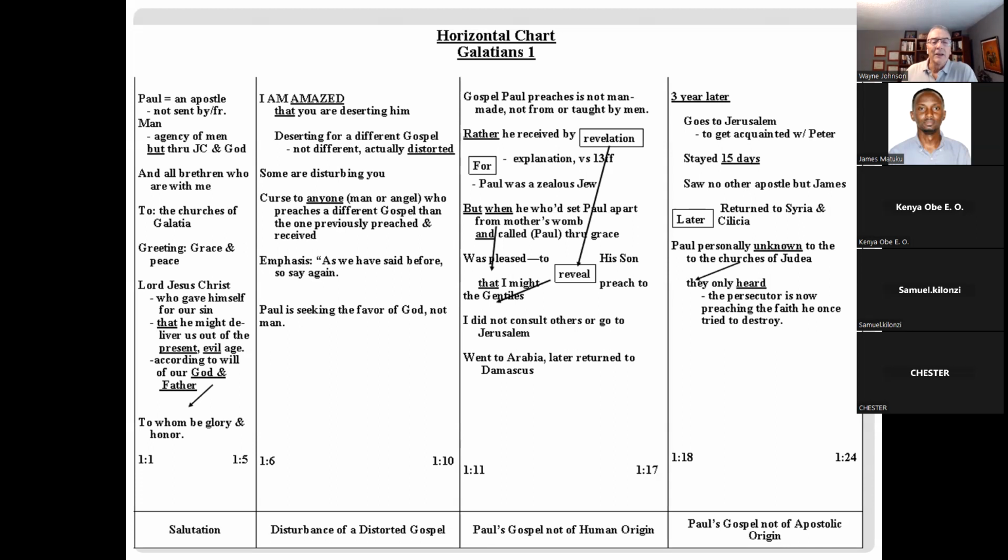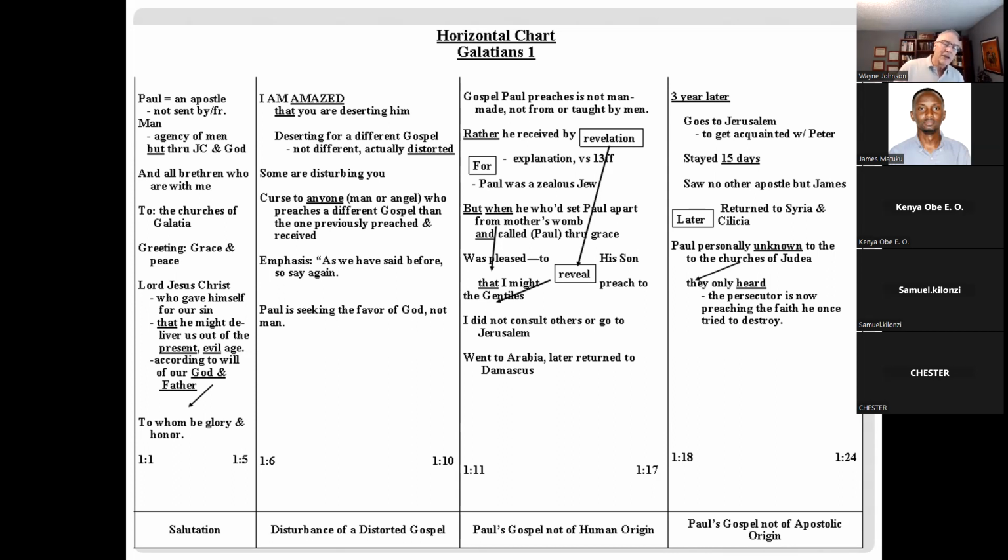You'll see in the second column, I begin to note some things. I highlight, use all caps, I underline. Paul says, "I am amazed." That's a strong statement. That says a lot about his mood, about his distress, and so many different things. And then underneath, what is he amazed about? That you are deserting him. And just taking some notes, comments, writing statements: deserting for a different gospel.